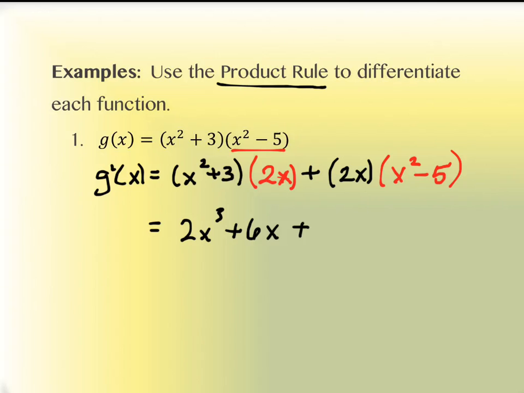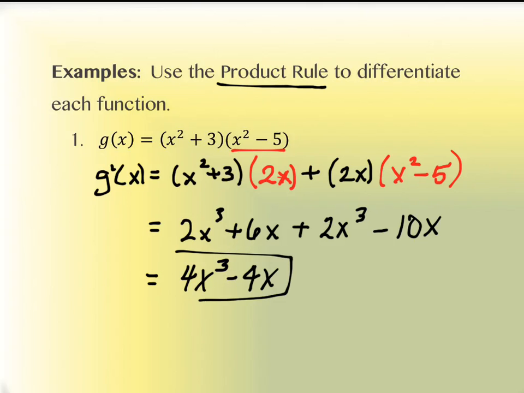How about the second piece? 2x cubed minus 10x. And then combining like terms, what do I get? 4x cubed minus 4x. Perfect. Any questions on that one?